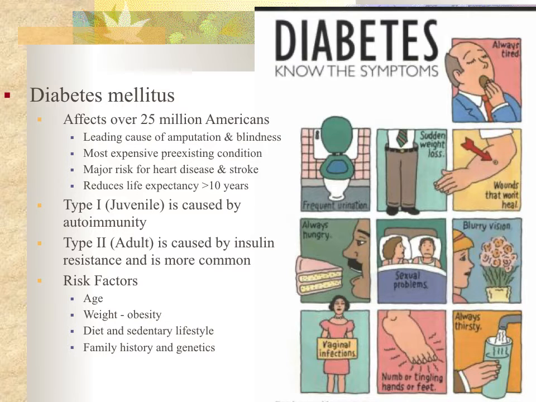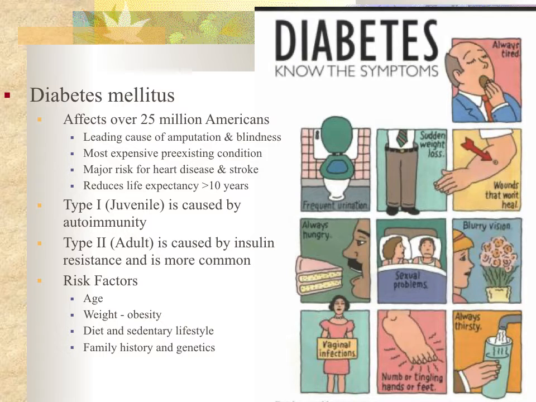There are two causes of this. The first cause is type 1, and this is sometimes referred to as juvenile diabetes. This is caused by an autoimmunity, that cells of the immune system begin to attack the pancreas, and they eventually remove all the cells that produce insulin. And so the person will have to take insulin by injection for the rest of their lives.